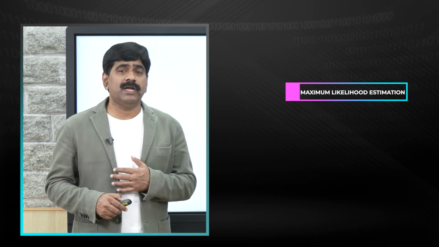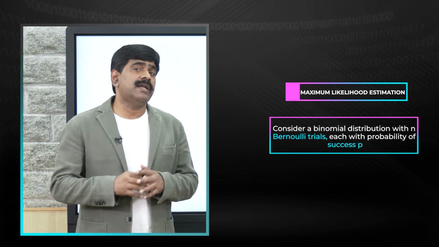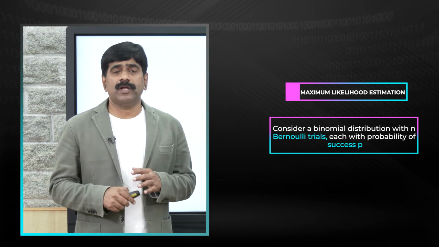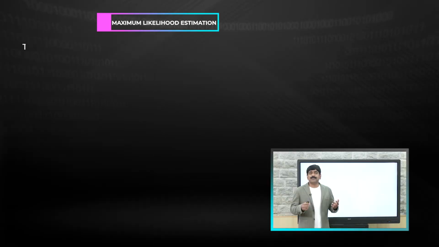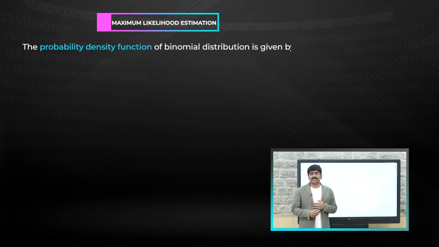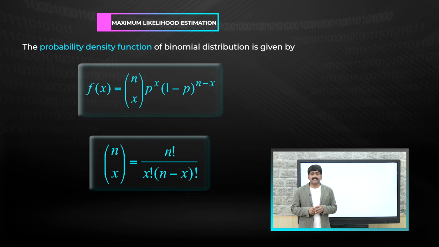Let us look at how we can use MLE for estimating the parameter p of a binomial distribution. Let us consider a binomial distribution with n Bernoulli trials, each with success probability of p. The objective is to estimate the probability p. The probability mass function of a binomial distribution, PMF of x, is nCx p to the power x times 1 minus p to the power n minus x. Here nCx is n factorial over x factorial times n minus x factorial.